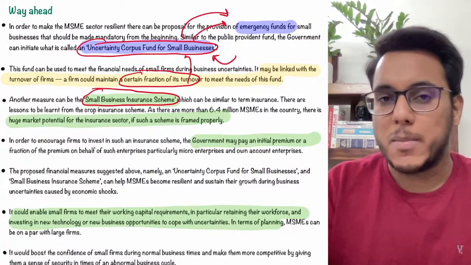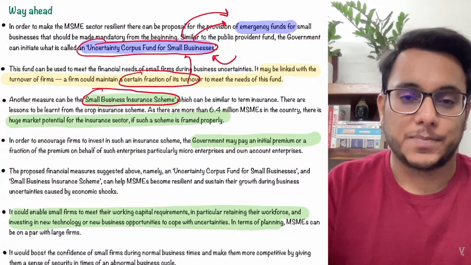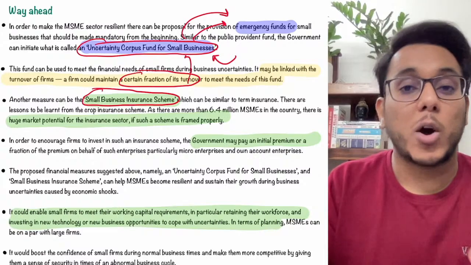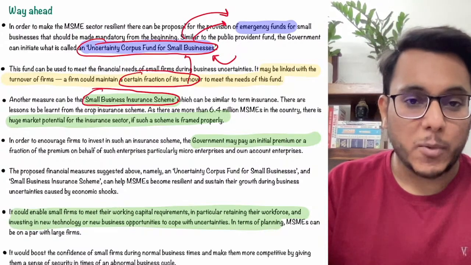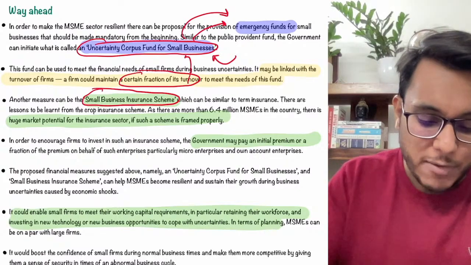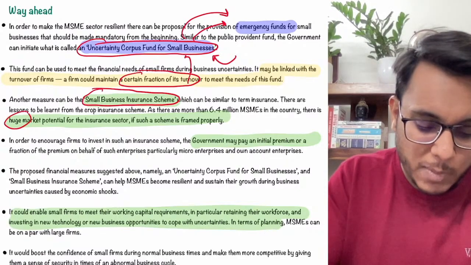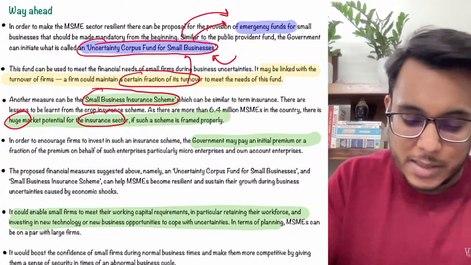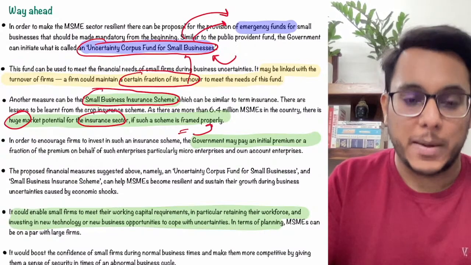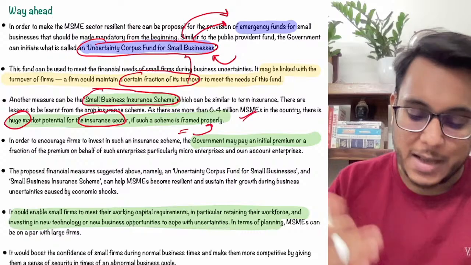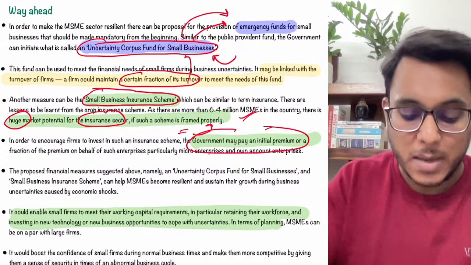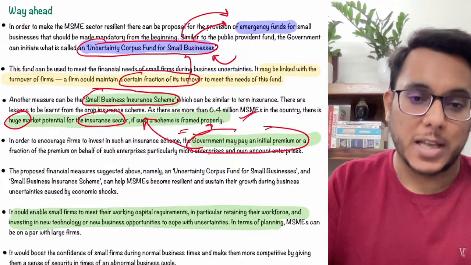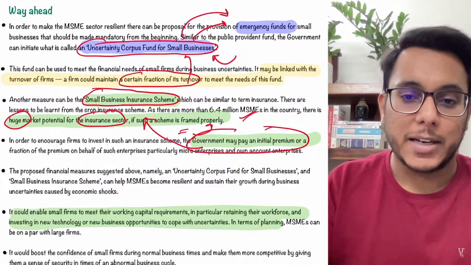Then there also needs to be a small business insurance scheme that the government needs to bring. We came out with the Pradhan Mantri Fasal Bima Yojana, under which crop insurance is being provided, which is helping a lot. Similarly, for the MSME sector also there is a huge market for insurance, and this insurance scheme can be framed. Moreover, the government, in order to help MSMEs, can also pay the premium for this business insurance. So this is something that we need to do.